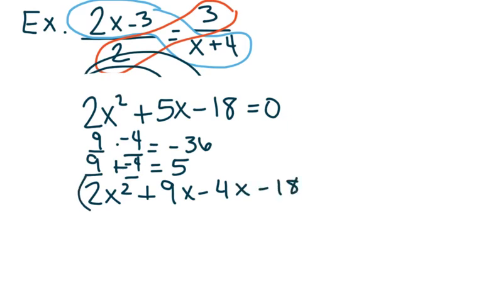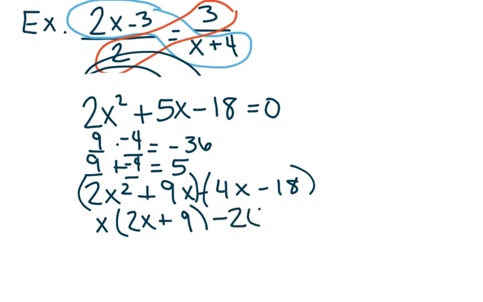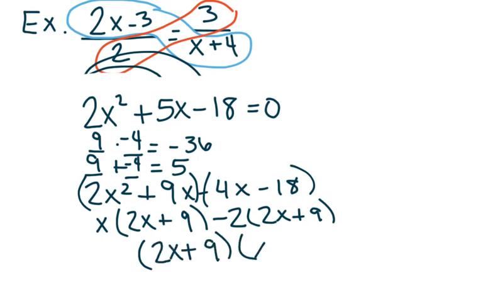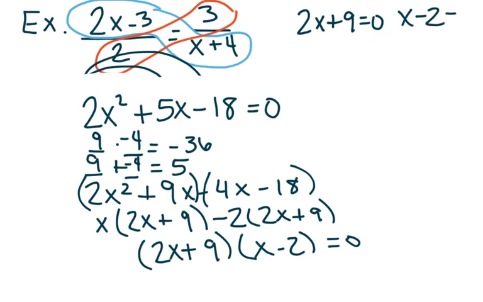And then I'm going to group the first two and last two and take out the GCF. So that first GCF is going to be an x. I'm left with 2x plus 9. The second GCF is a negative 2. I'm left with 2x plus 9. That means my two parentheses are going to be 2x plus 9 and x minus 2. So remember that we are solving these. I'm just going to do it up here. I'm going to take each of these quantities and set them equal to 0. Because remember, the whole point of this is to solve for x. So in the first one, I'm going to get rid of adding 9 by subtracting.